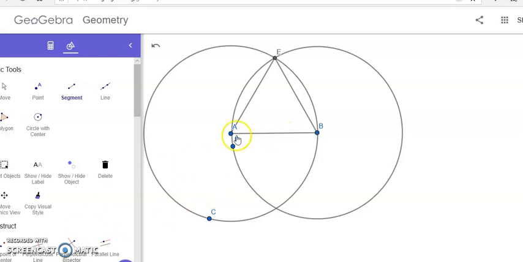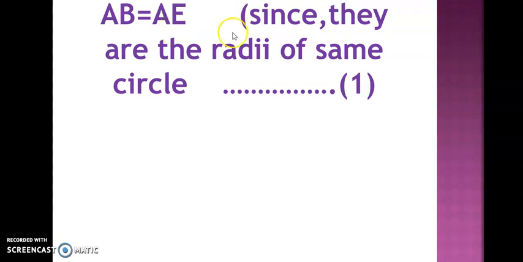Let me show. Here, can we say the line segment AB is equal to AE? Yes, these two line segments are equal because they are both radii of the same circle, isn't it? AB and AE are both radii of the same circle with center A, aren't they? You know that the radii of the same circle are equal, isn't it? So we can say AB is equal to AE. So, we can write AB is equal to AE since they are the radii of the same circle, okay? Let it be equation 1.